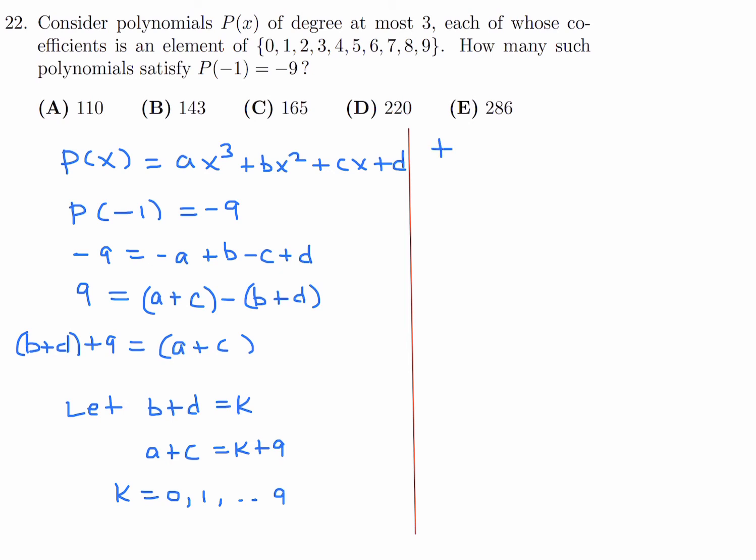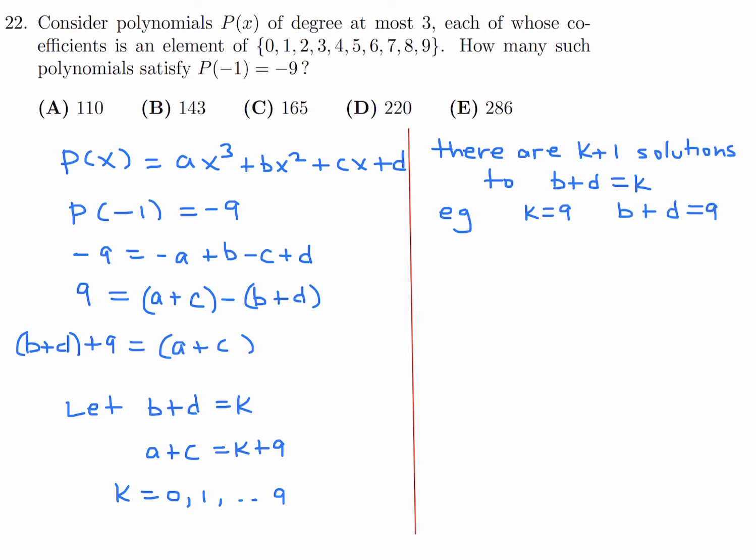So there are k plus 1 solutions to b plus d equals k. For example, if k was 9 and we wanted to create a b plus d equal to 9, how could you do that using these numbers?